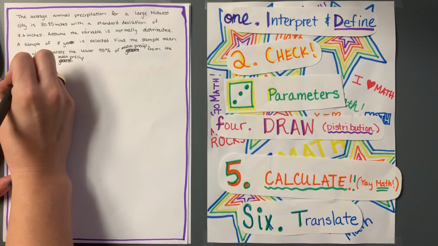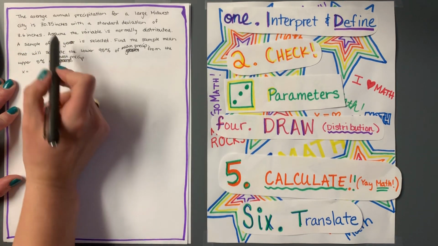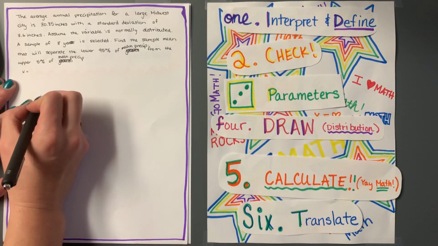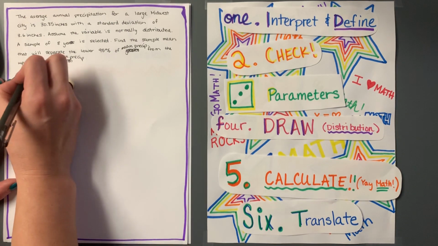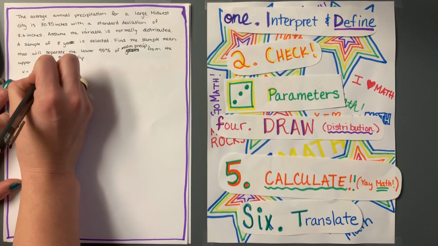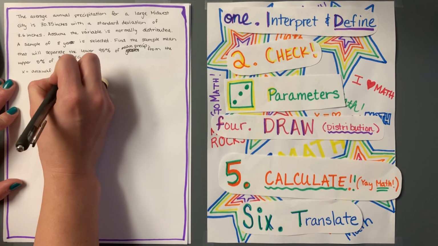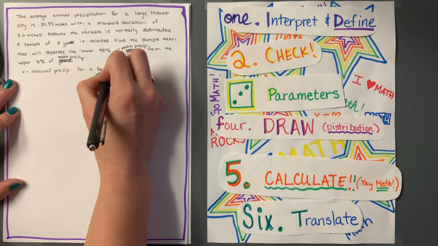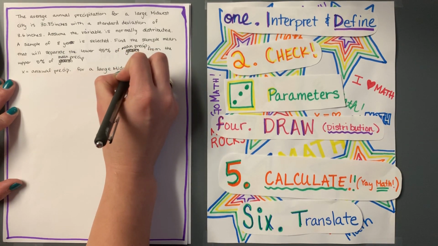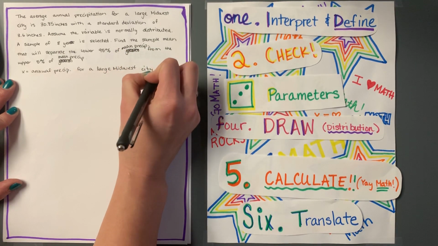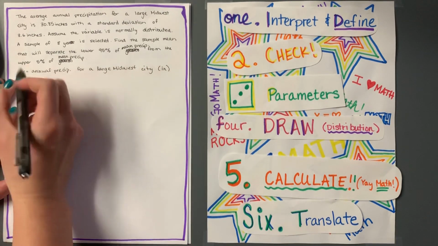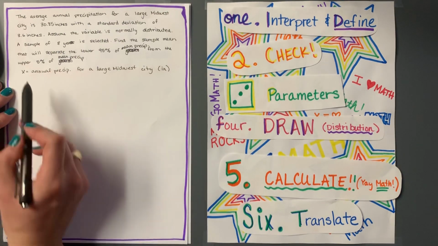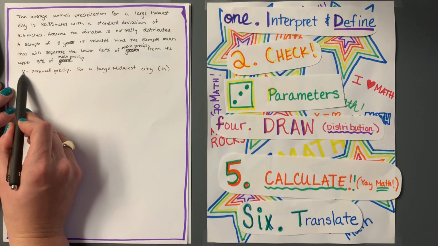So I first need to start by defining my random variable. So they're telling me the average annual precipitation. So my random variable X, my individual things that I will be measuring, will be annual precipitation for a large Midwest city. And I'm measuring that in inches. This is what you would actually be measuring. If you were going out and collecting data, the data you would be collecting would be X's.